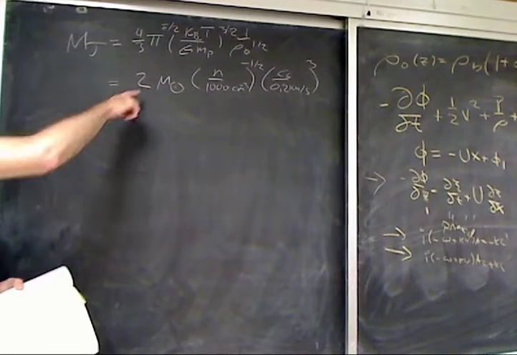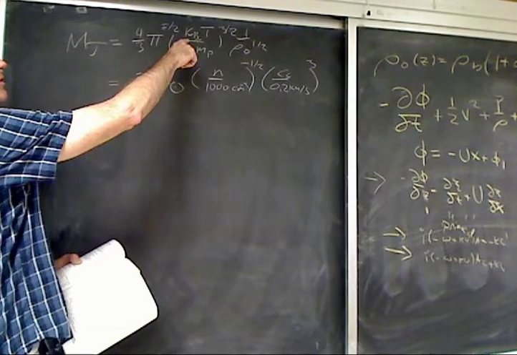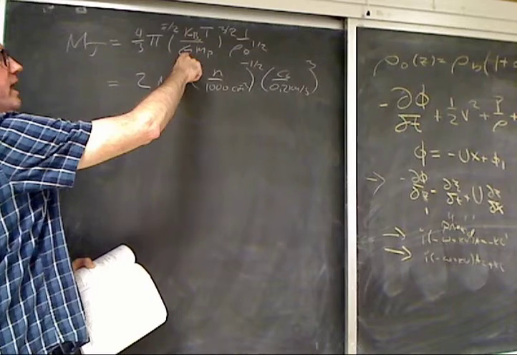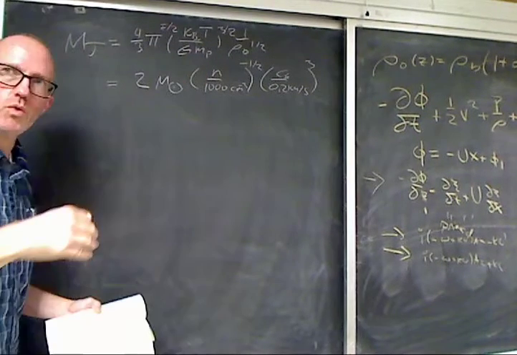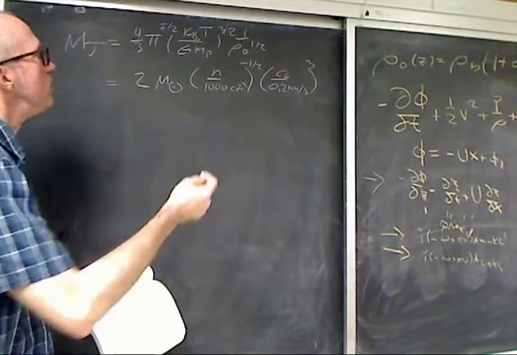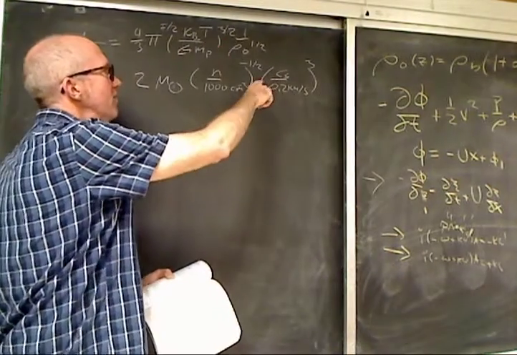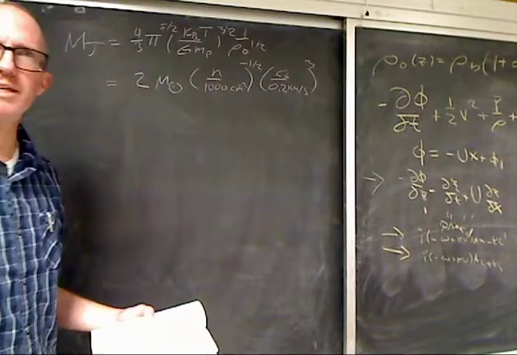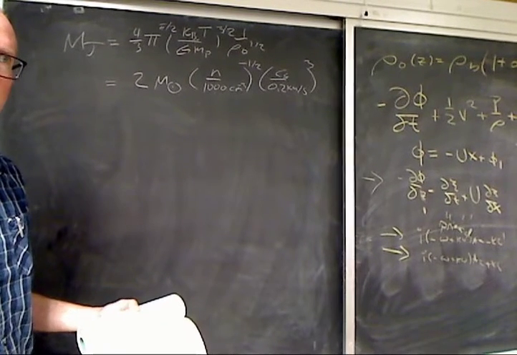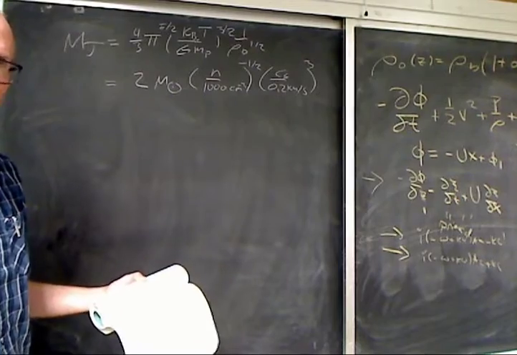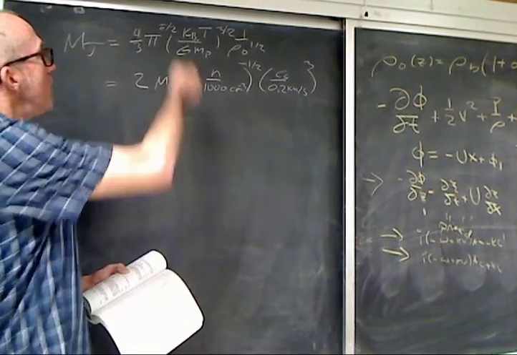So I didn't show you how to get this, but if you just plug in numbers for K and G and the mass of the proton and pi, and you just pick a value for the temperature. I wrote it as the sound speed because I like the sound speed better than the temperature. They tell you the same thing because the sound speed and the temperature are related, so we can use either one. So either one of these is fine.